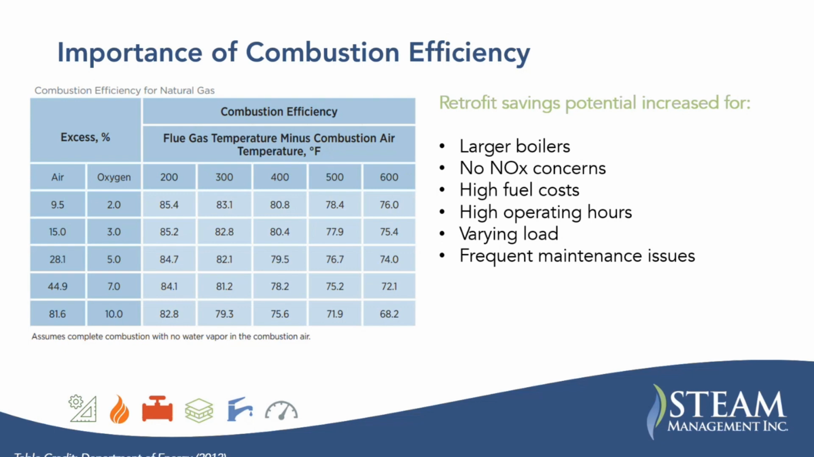High fuel costs always result in higher savings with efficiency measures. High operating hours, same thing. Varying load is important. We'll talk about that later, but a lot of this efficiency improvement comes from partial loads. And then frequent maintenance issues. That's just an indicator that your burner's not performing like it should. And if you're having maintenance issues, you're probably also having poor efficiency.